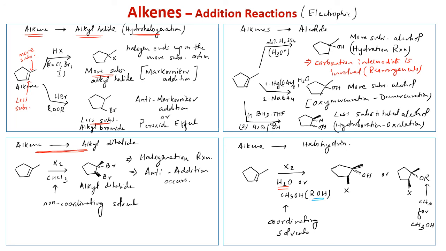So that's the halohydrin reaction. Again, notice, the reaction itself is called a halohydrin reaction. And what you have to notice is that the hydroxyl group or the OR group and the X are anti to each other. So it's an anti-addition here.